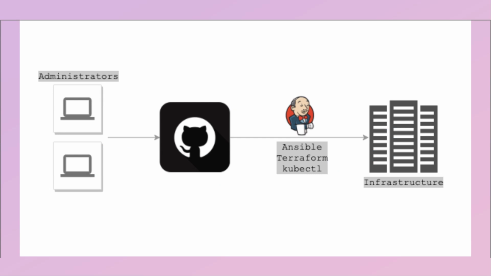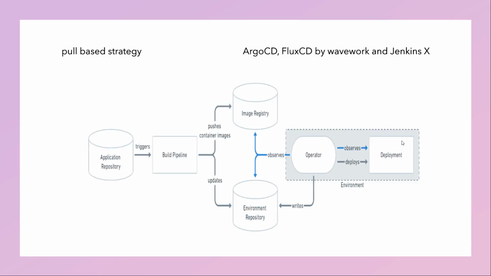Okay, which means that you can use Jenkins here. Jenkins can be used with Ansible, Terraform or kubectl commands in order to deploy the code in the infrastructure. Okay, infrastructure is nothing but here it is Kubernetes cluster. Now let us see pull based.